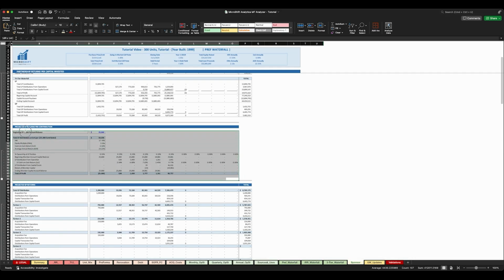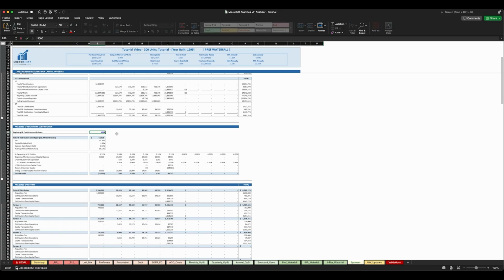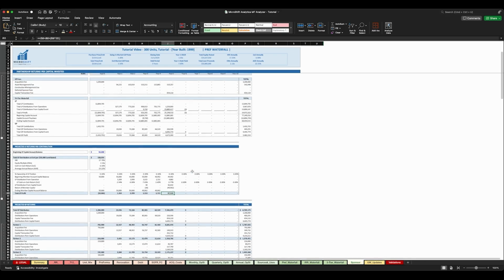And this table is the projected LP returns per contribution. This is a useful table that you can include in your investment deck when you send to potential LP investors, because a lot of investors will want to see what their returns look like if they were to invest, say, $50,000. So you can run that scenario and show the investors what their returns will look like, what their cash flow would look like, and what their total profit would look like at the end of the deal.